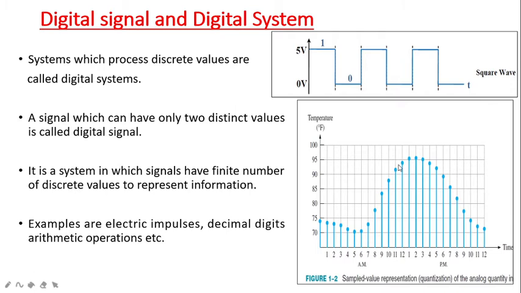If it was analog, there would have been continuous change in the x-axis and y-axis, but here we have a discrete value which has been plotted. So what are the examples? Some examples are electric impulses, decimal digits, and arithmetic operations. These all come under digital signals and digital systems. Now let's take up an example so that we know the actual difference between the analog and digital system.